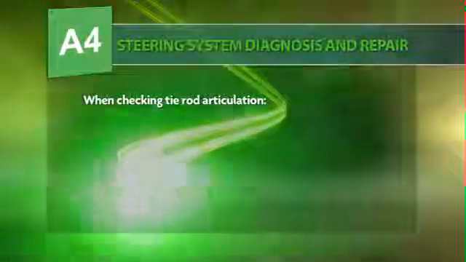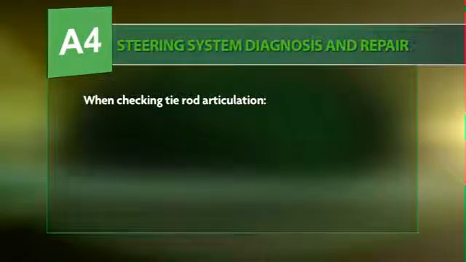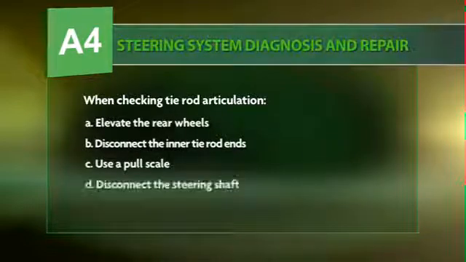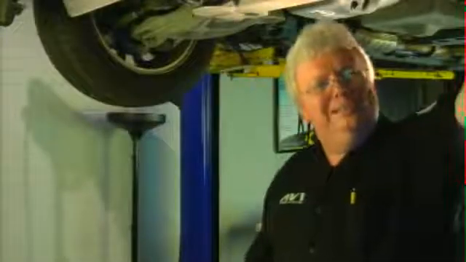Question reads, when checking tie rod articulation, that's how loose the tie rod is, A, elevate the rear wheels, B, disconnect the inner tie rod ends, C, use a pull scale, or D, disconnect the steering shaft. Well, the correct answer is using the pull scale. So there is an actual specification of how loose that can be.